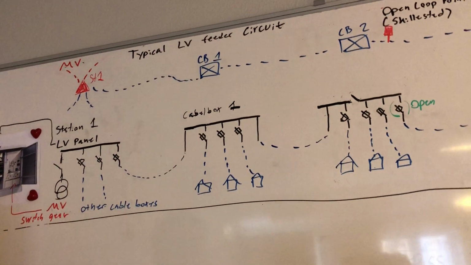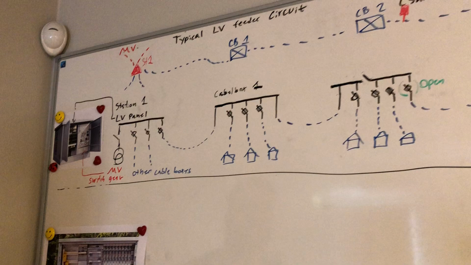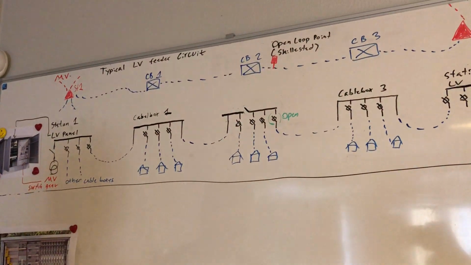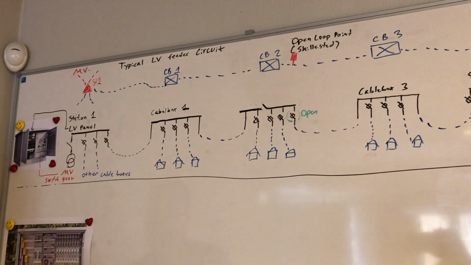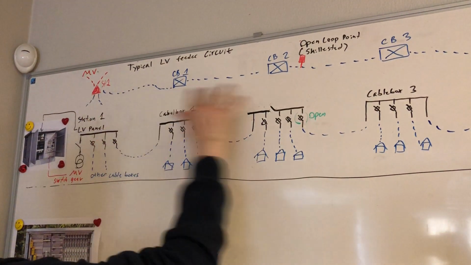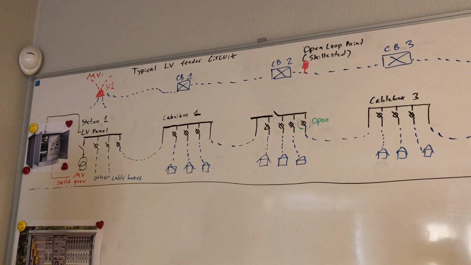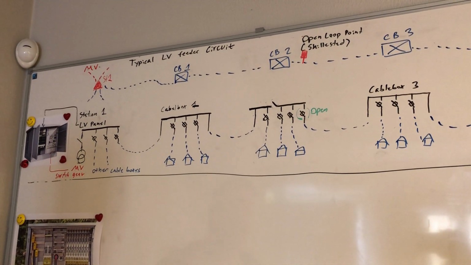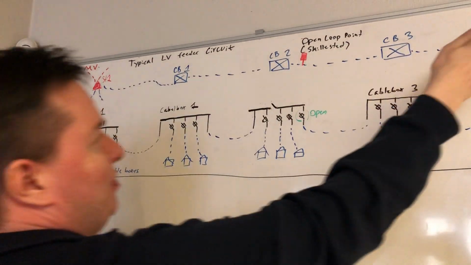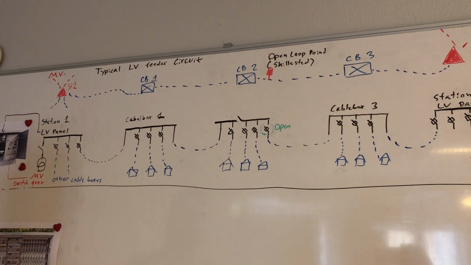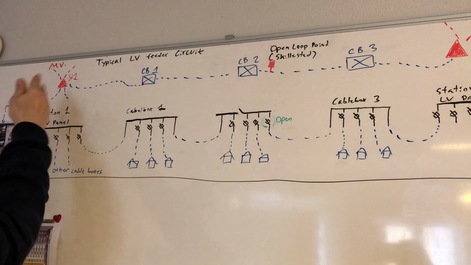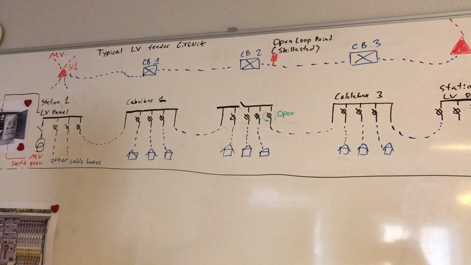This is a typical low voltage feeder or circuit. In real life there will typically be many more cabinets between these 2 substations, and not necessarily will there be 2 substations that can feed them like this. Sometimes there's only 1 substation feeding a lot of cabinets.